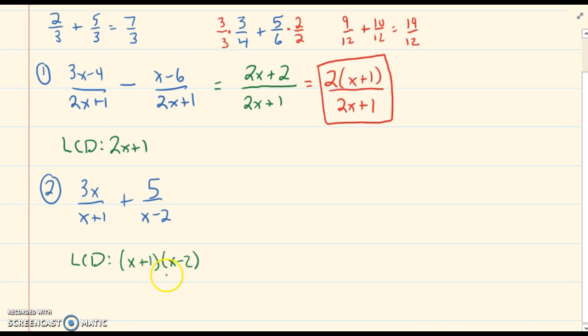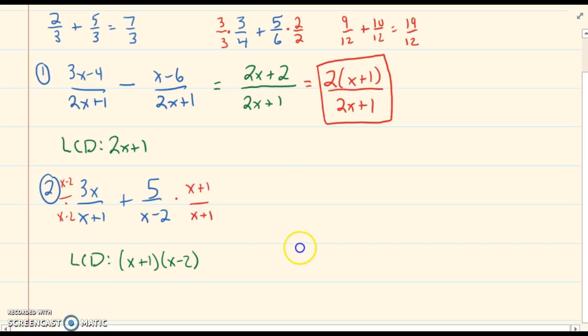times x minus 2. So like we did in the top, if I had a 4 and I wanted to turn it into a 12, it was missing a factor of 3. So I multiplied the top and the bottom by 3. I'm going to do the same thing here. When I have x plus 1, my missing factor is x minus 2. So I'm going to multiply the numerator and denominator by x minus 2. In my second fraction, I'm missing the factor of x plus 1. So I'm going to multiply the numerator and denominator by x plus 1.